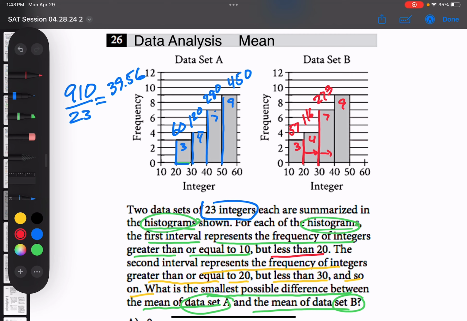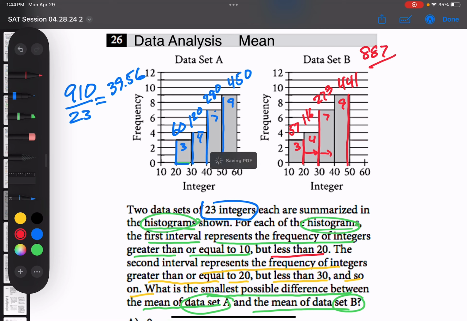All right, what is 9 times what? What's the biggest number that we can use? It would be 49.9, but we're going to use 49. So what's 9 times 49? That equals 441. All right, so now we add them all up. What's 441 plus 273 plus 116 plus 57? It equals 887.